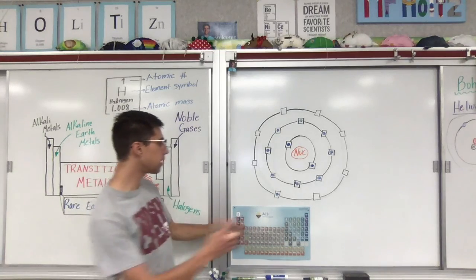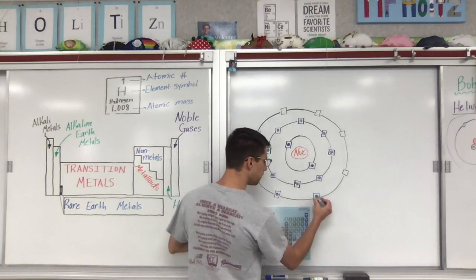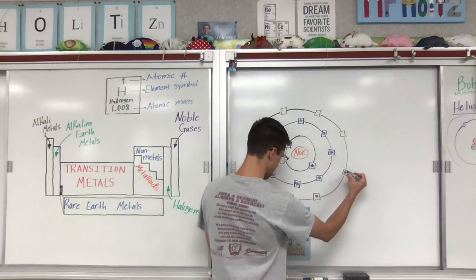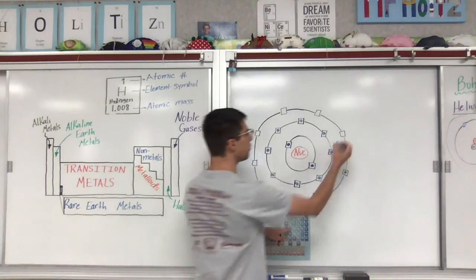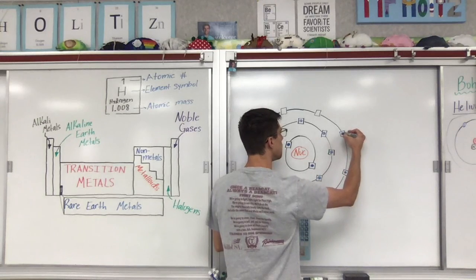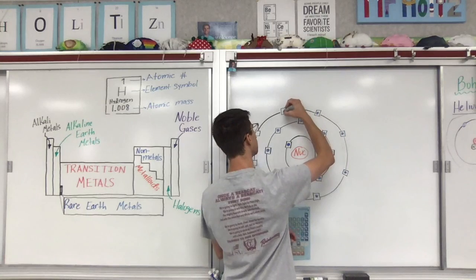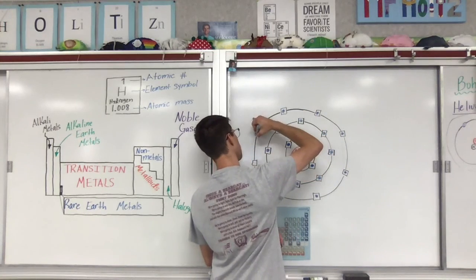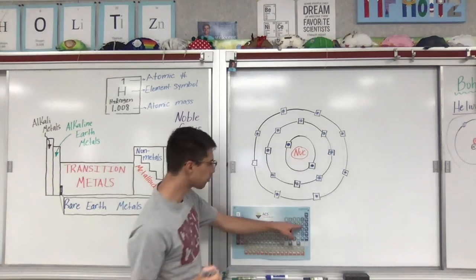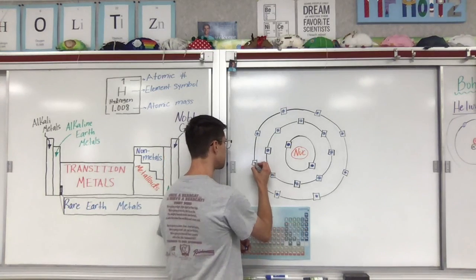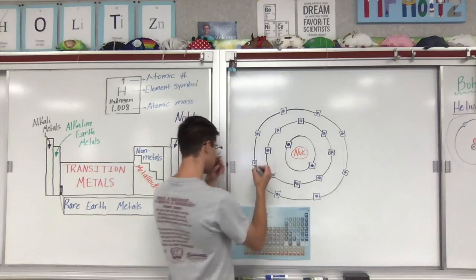Okay. After sodium, we have magnesium. So I'll add another one. After magnesium, we jump over to aluminum, element 13. After aluminum, we have silicon, and then phosphorus, and then sulfur, and then chlorine. And after chlorine, element 18, another noble gas, we have argon. So here's my electron for argon.